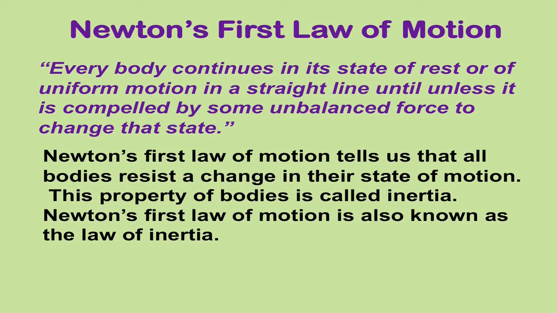Newton's first law of motion tells us that all bodies resist a change in their state of motion. We know that this property of bodies is called inertia. That is why Newton's first law of motion is also known as the law of inertia. First law of motion has many applications in our daily life. Why do the passengers standing in a bus fall in the backward direction when the stationary bus begins to move suddenly? This observation can be explained on the basis of first law of motion.